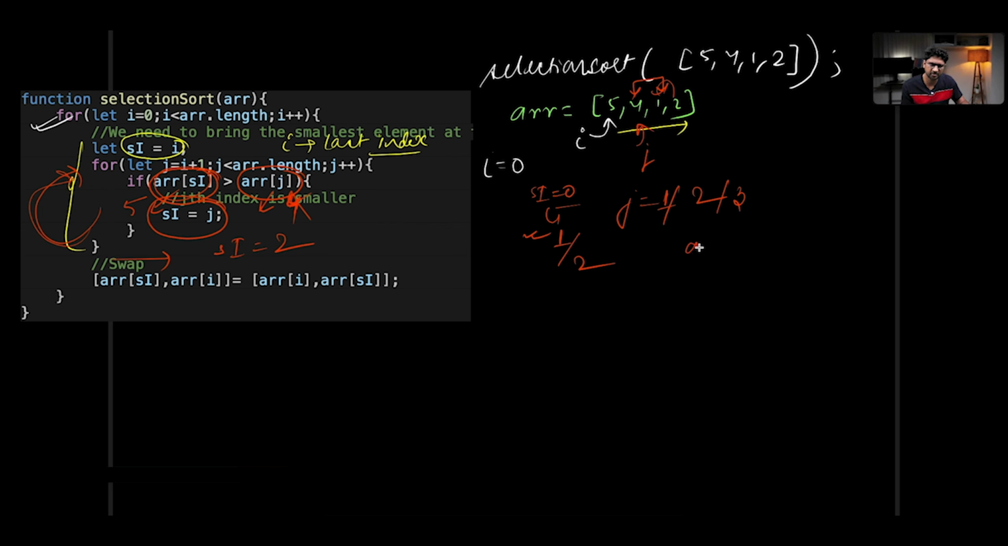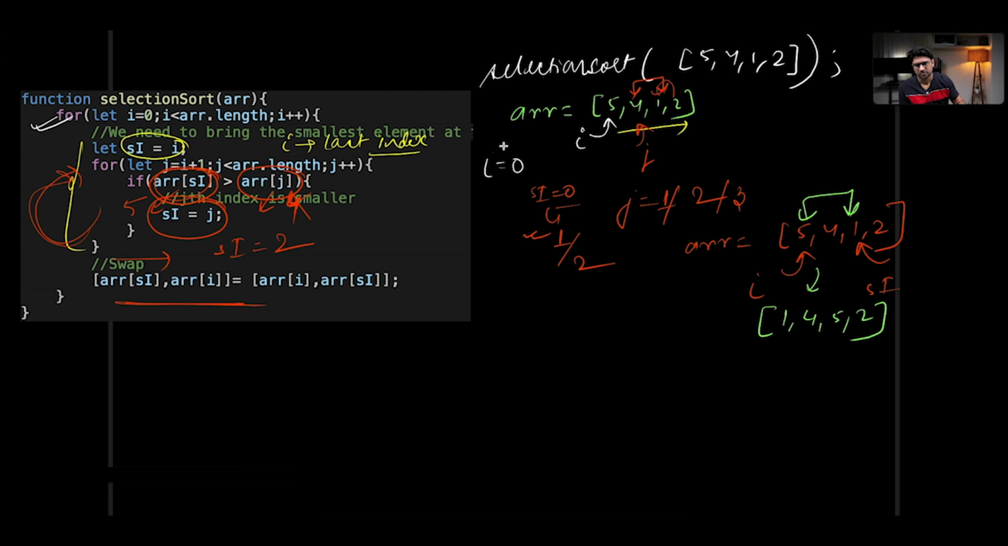So basically my array is 5, 4, 1, 2. i is at this index and smallestIndex is at this index. What I need to do is swap the element at smallestIndex with the element at index i. So I do the swapping, and on swapping it becomes 1, 4, 5, 2. So for the first iteration, my array has become 1, 4, 5, 2.